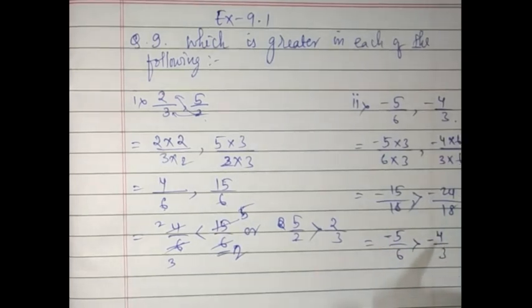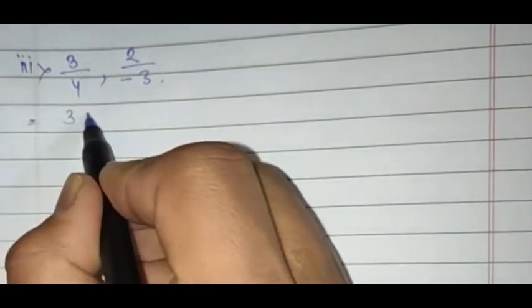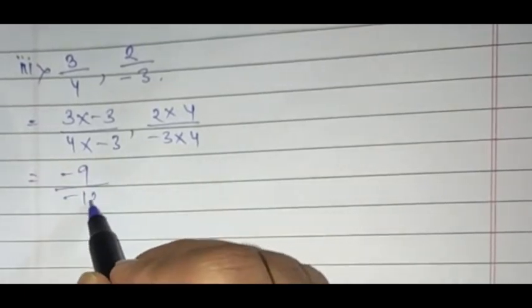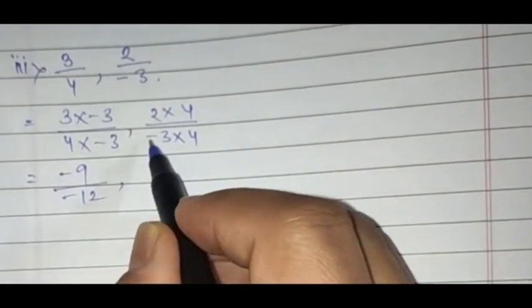Okay. We have the next question, 3 by 4, comma minus 2 by minus 3. So 3 into minus 3 by 4 into minus 3, comma 2 into 4 by minus 3 into 4, right? So 3 threes are 9, but minus, and minus 12, right? Similarly 2 fours are 8 by minus 12. So 8 is greater than this, right? So 2 by minus 3 is greater than 3 by 4. Okay.